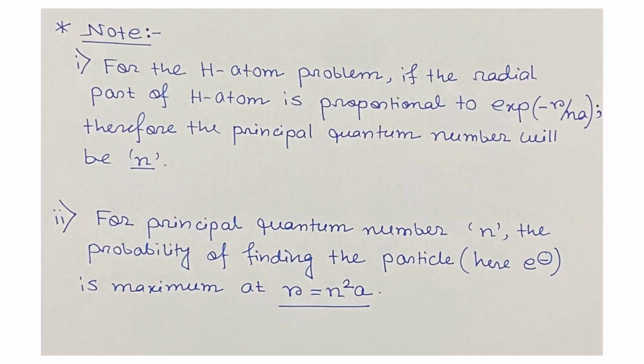Now we will discuss some important tricks to solve this kind of problem. The radial function given in the question is similar to the radial part of the hydrogen atom wave function. For the hydrogen atom, if the radial part is proportional to exp(-r/na), then the principal quantum number will be n. And for principal quantum number n, the probability of finding the electron is maximum at r equals n²a. In the given question the n value is 2, so the most probable distance will be r equals 2²a, that is 4a. So our γ value will be 4 in that case.